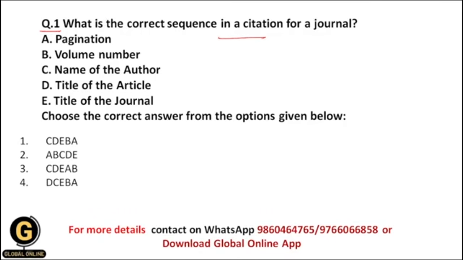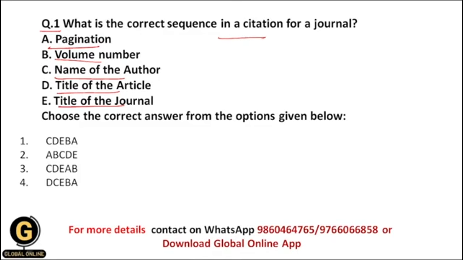So there is a proper referencing style, which is called the sequence of a citation, and here they have asked you for the correct sequence in a citation for a journal. Let us see the different options: pagination, volume number, name of the author, title of the article, title of the journal. So students, everyone uses a standard format of referencing style, and it includes a sequence of certain things.